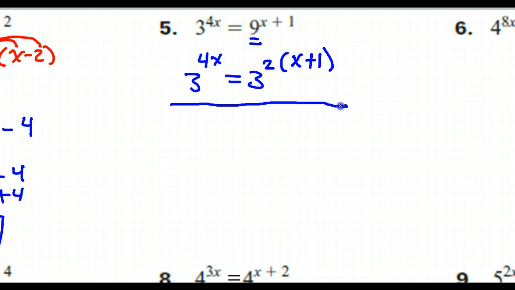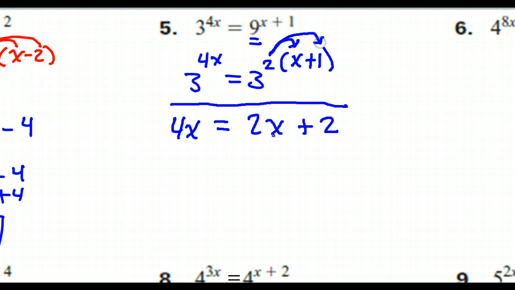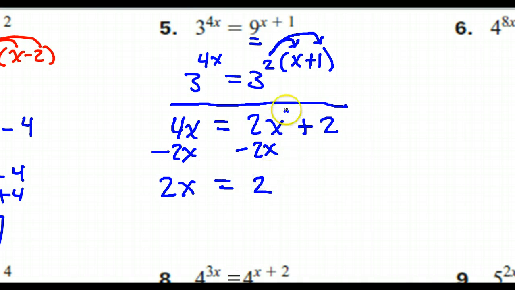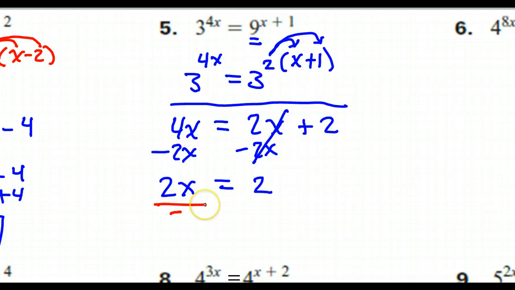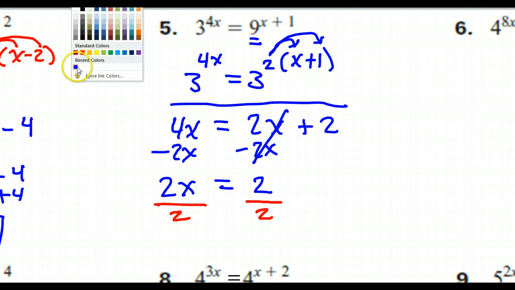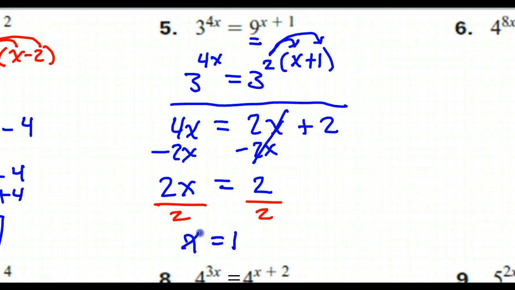Now logic tells me that the exponents must now be equal. So 4x must equal 2x plus 2. What happened to the 1? I did the distributive property. So now I have 2x plus 2. Solve as usual, subtracting 2x from both sides. So I get 2x equals 2, because these are gone. And then I will divide both sides by 2. And that gives me the final answer of x equals 1.